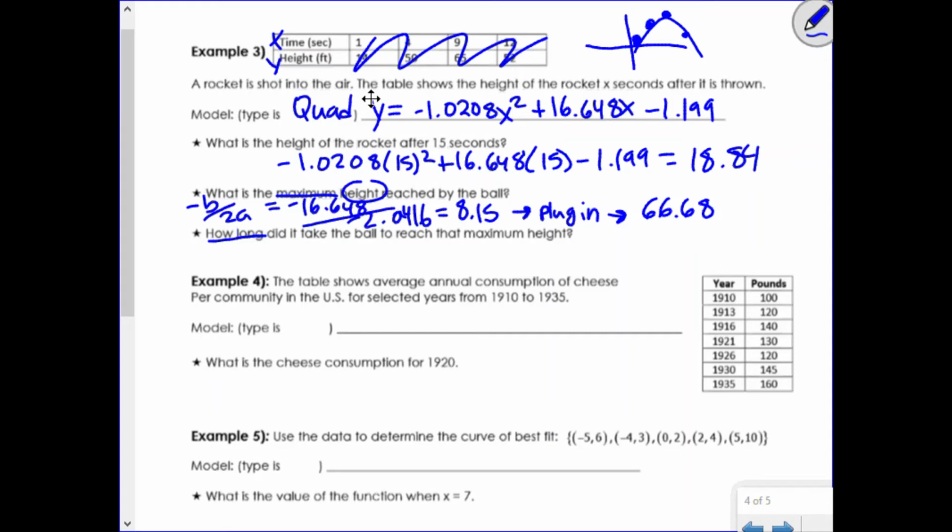That's related to time. What was time in the chart? Which variable? So now they want the x of the vertex. Do I know what that is? Yeah, I already found it, right? Yeah. 8.15 seconds. I already did the work for that one in the previous question, so don't reinvent the wheel.